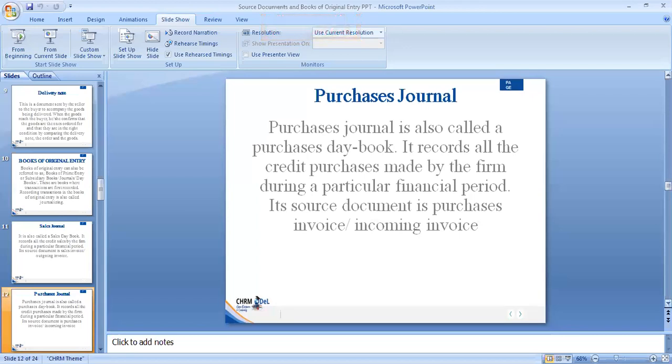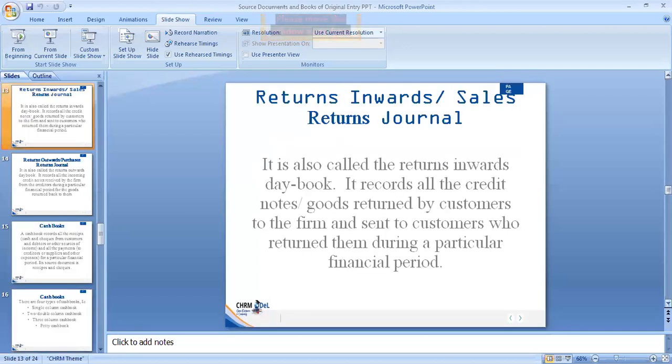The next type of journal is known as the return inwards, also known as the sales returns journal. This is a journal that is used to record items that were initially sold but have been returned back to the business by the customers. They were sold, but now they have been returned to the business by the customer. That particular journal is known as the return inwards or the sales returns journal.